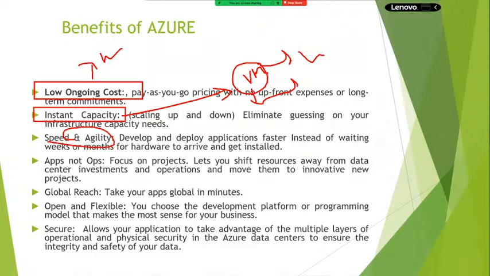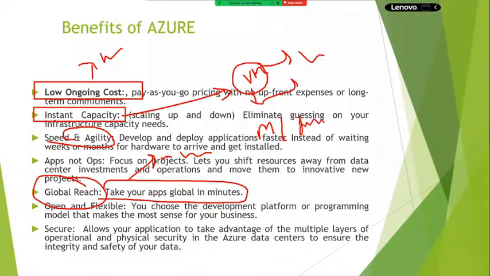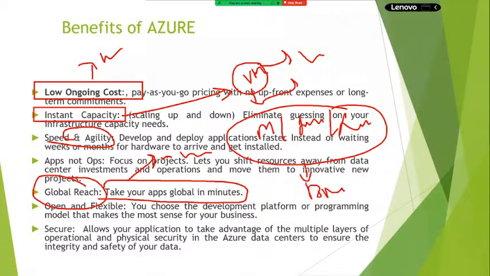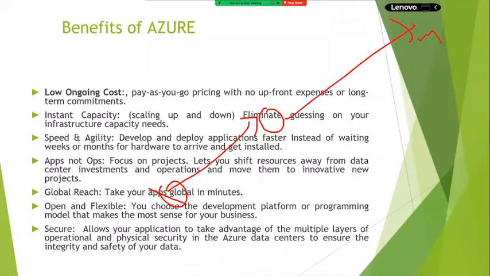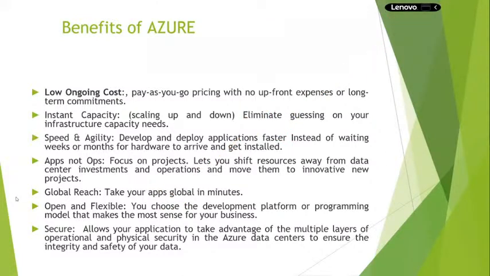Next, global reach. You know, right, your data can be distributed across the globe in minutes. Why are Microsoft and Google and Facebook applications very fast, even though they have billions of customers all around the world? Because they are publishing the data across the world's nearest cache servers. If I access my Facebook, my request will go to the nearest data center, not the main data center. They are distributing the content across the globe in minutes.